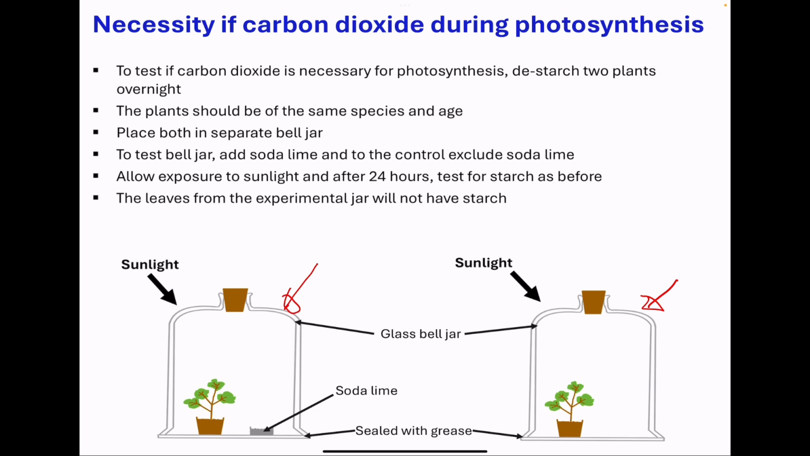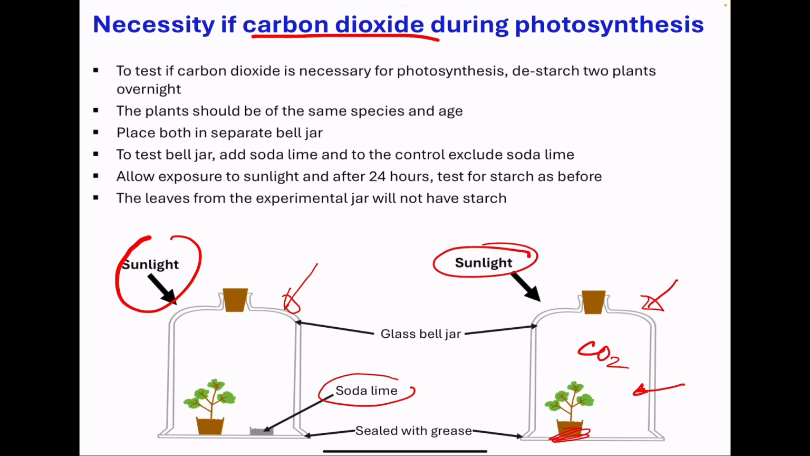And since here we are testing for carbon dioxide, we're going to expose them to sunlight. That's why the bell jar is not covered with aluminum foil. But in one experiment, we're going to put soda lime. The soda lime is going to remove carbon dioxide. In the other, there will be no soda lime, so CO2 is going to be present here. This plant is the control. It's going to have sunlight, it's going to have carbon dioxide, it's going to have water, it will have chlorophyll, and that means photosynthesis is going to occur here.